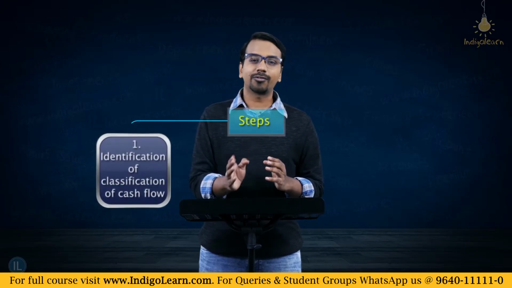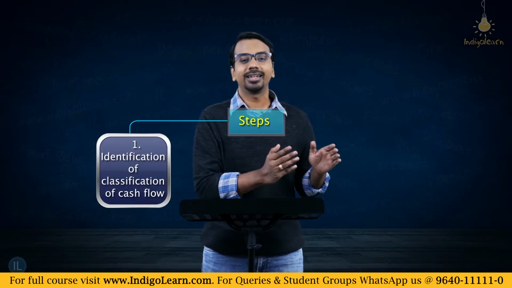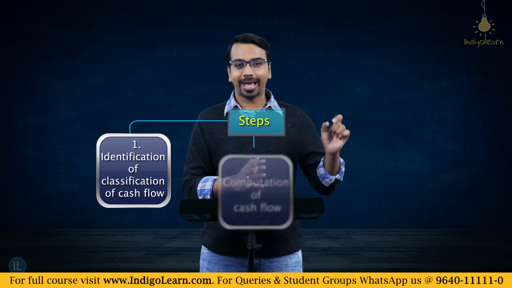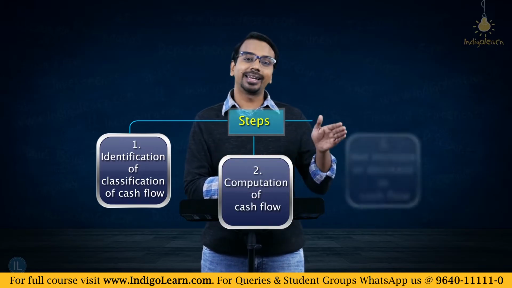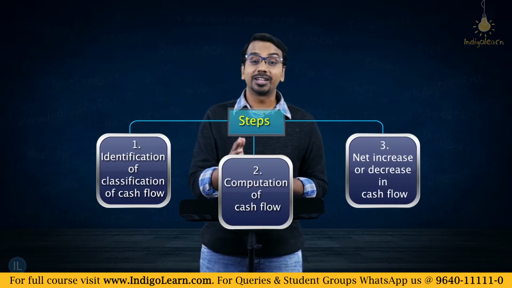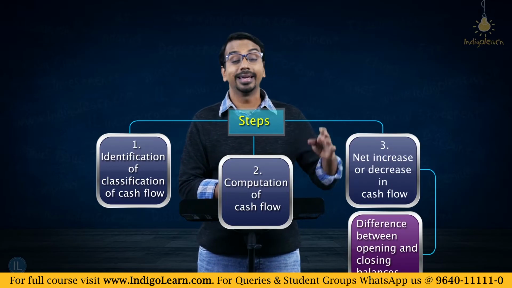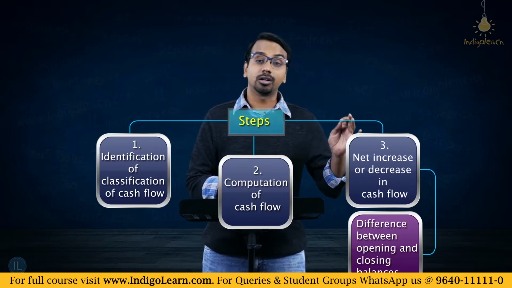So first thing is, you have to identify which category does the relevant cash flow belong to. Then second is obviously compute the cash flow, and finally the net increase and decrease is nothing but the difference between the closing and the opening balance. So you have a checkpoint there where you can see whether your cash flow has tallied or not.